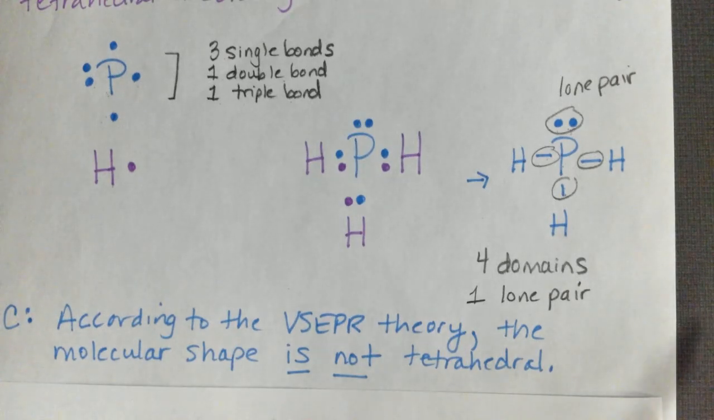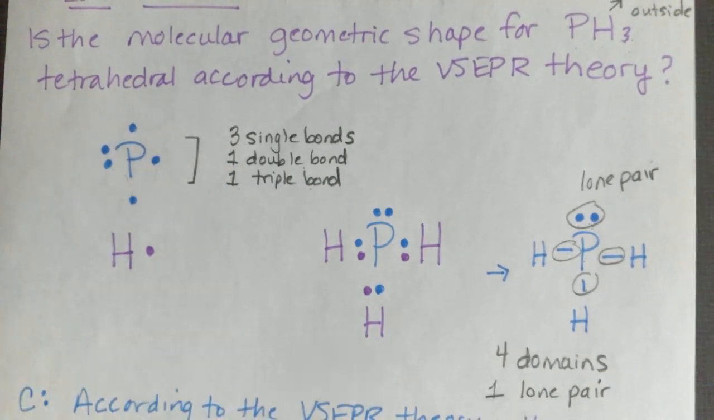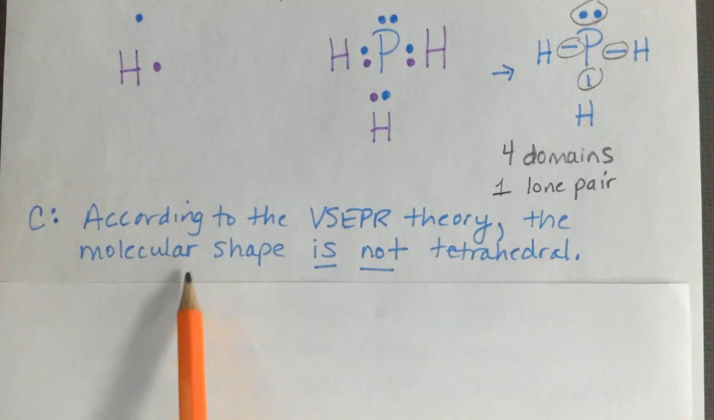So when you're answering your claim, don't tell me that it is trigonal pyramidal, because that's not the question. The question was, is it tetrahedral? So my claim is going to be, according to the VSEPR theory, the molecular shape is not tetrahedral. Okay, 1 sentence for your claim.